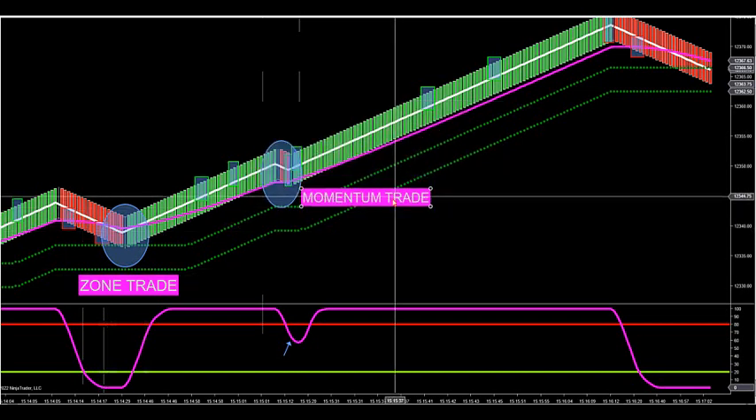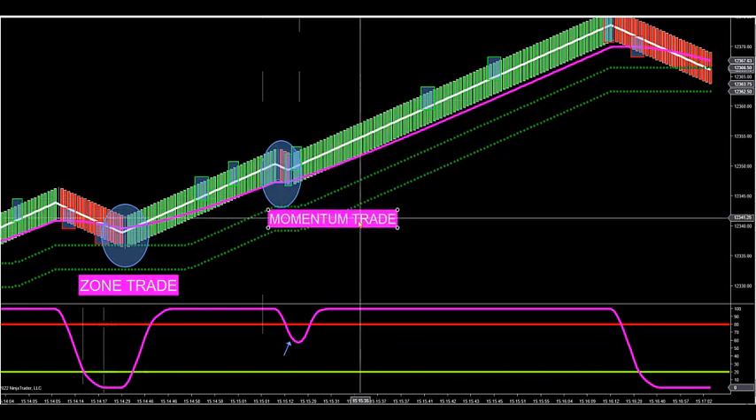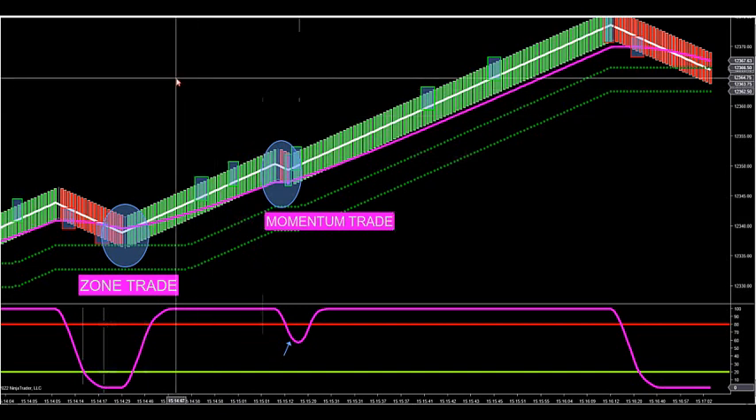Okay? Does everybody understand these two trades? Like I said, we're going to start getting into a little bit more advanced trading with this, how to cherry pick these trades. Everybody understand the momentum versus zone trade? Everybody good? Just give me a Y if we're on the same page. Everybody got it? Yes, yes.